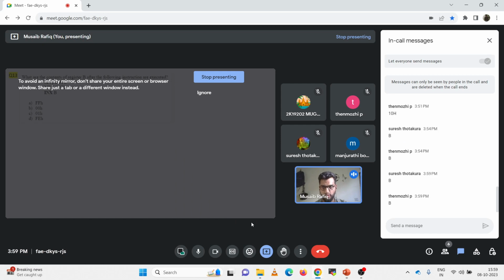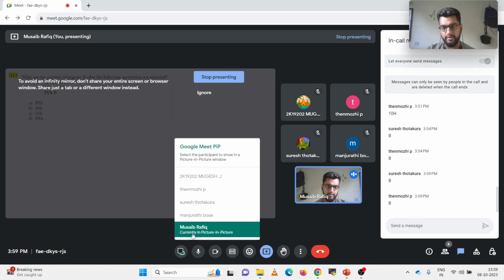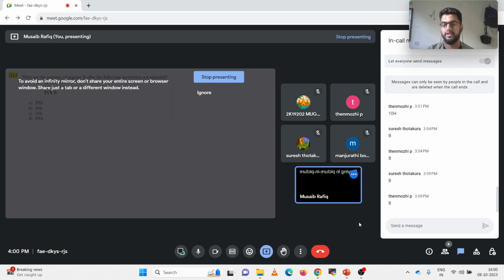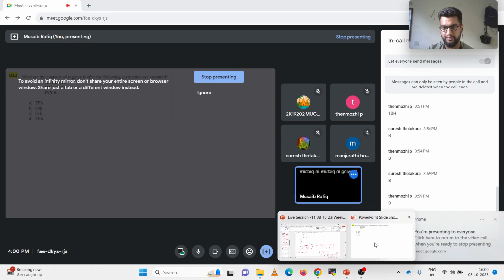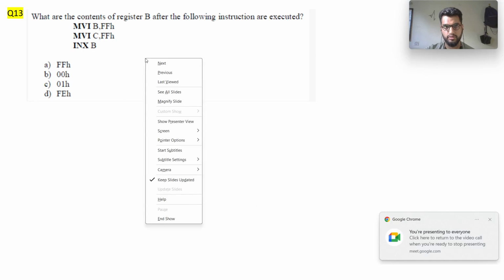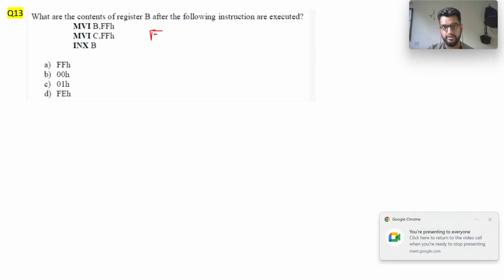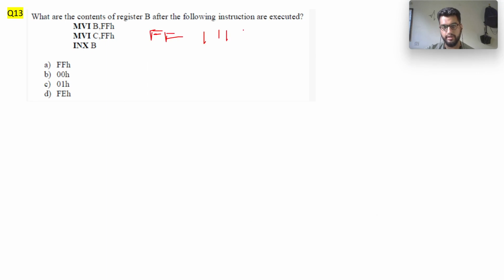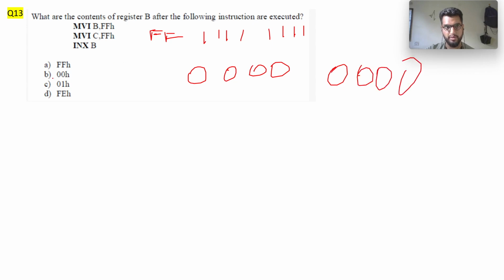Yes, that was pretty obvious. So FFFF gets incremented by 1. On incrementing by 1, all the other bits get to 0, so it will be 00. FF is 1111 1111, and INX B increments the contents of the register pair as one entity, so when you increase this by 1, it will become 0000 0000. So option B is the right answer.